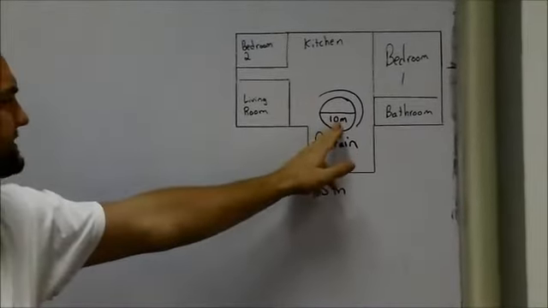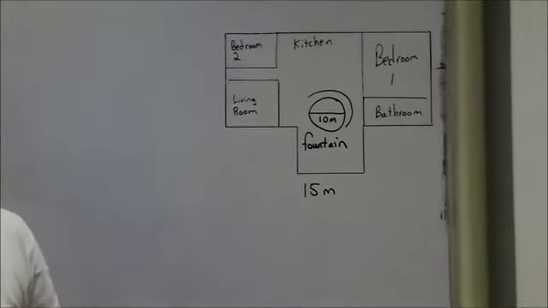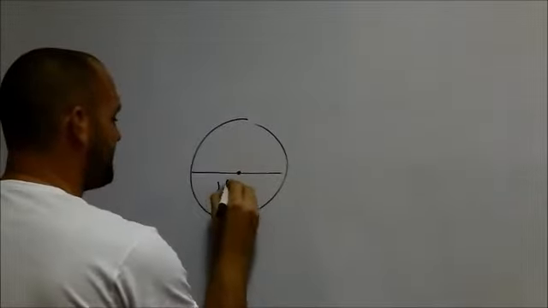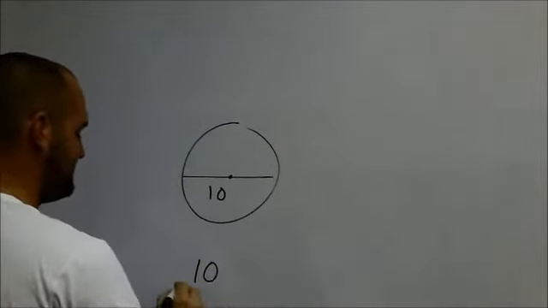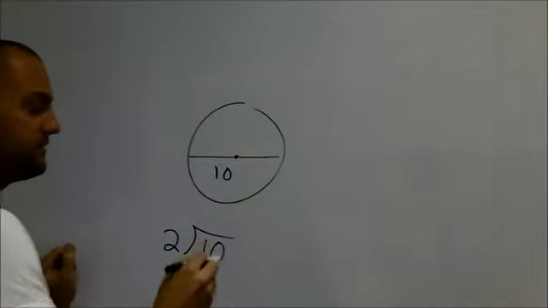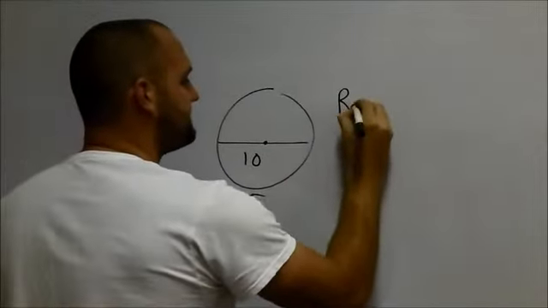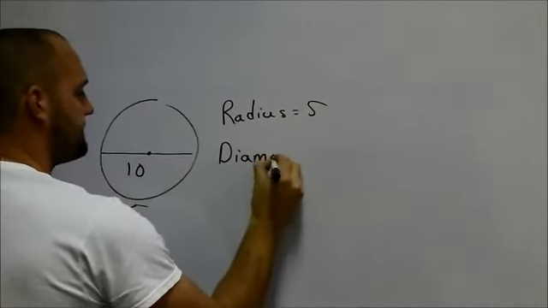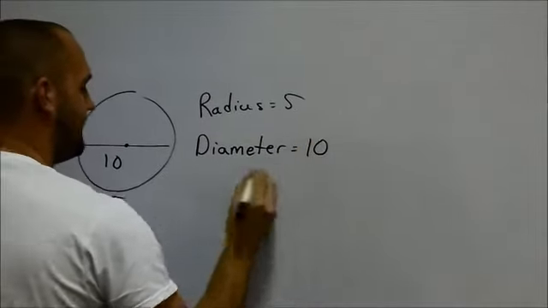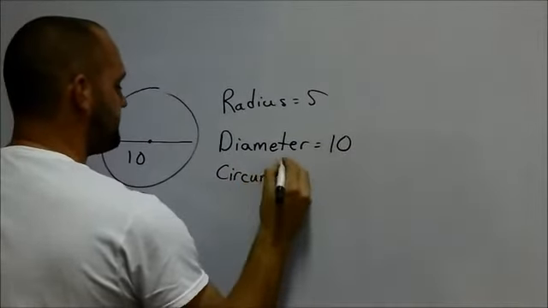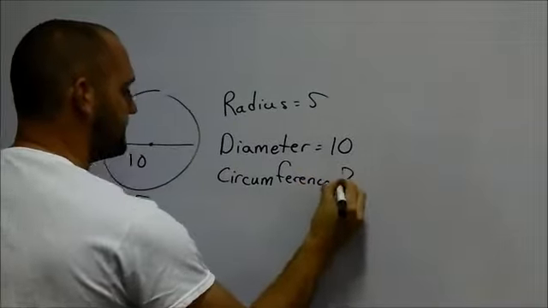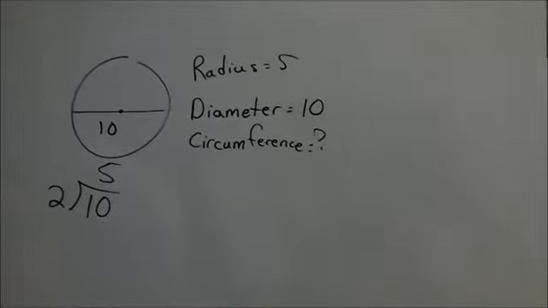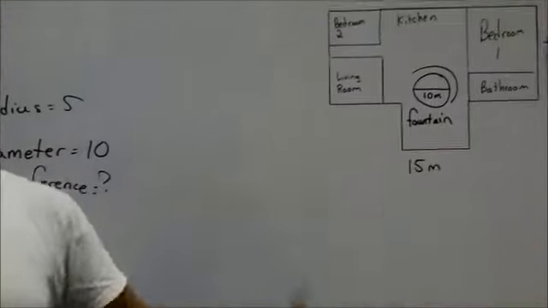What would the radius of this be? If the diameter is 10 and the radius is half of that, 10 divided by 2 equals, oh yeah, 5. So the radius equals 5. The diameter equals 10. And the circumference? I don't know. Mr. Luke, yes. What is 5 what? Centimeters? Inches? 5 meters. 5 meters.